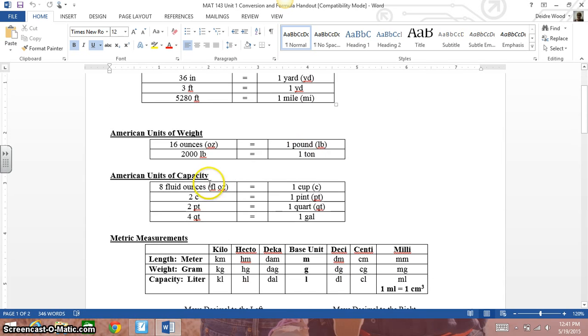For example, though, if I wanted to know how many ounces were in a gallon, I don't have one that takes me directly from an ounce to a gallon. So I would have to take it from an ounce to a cup, then a cup to a pint to a quart, and then ultimately a quart to a gallon. So that would be what I consider not a direct conversion.